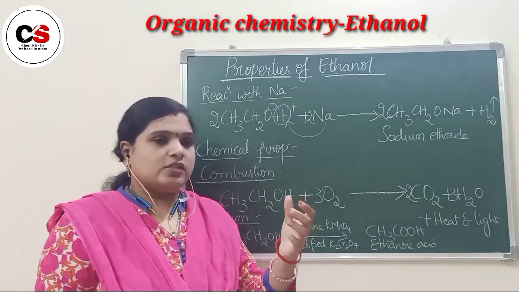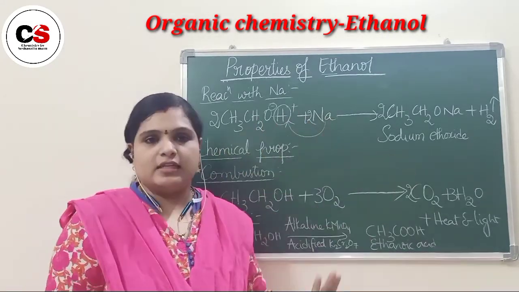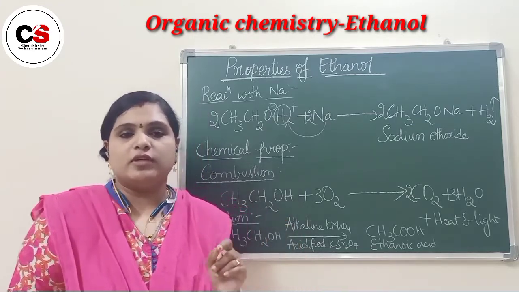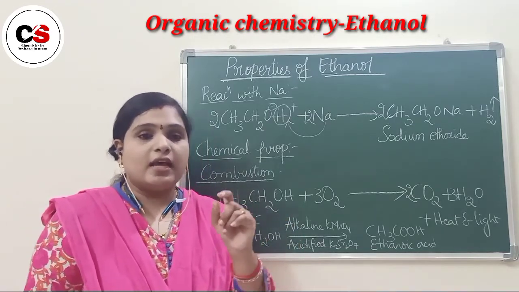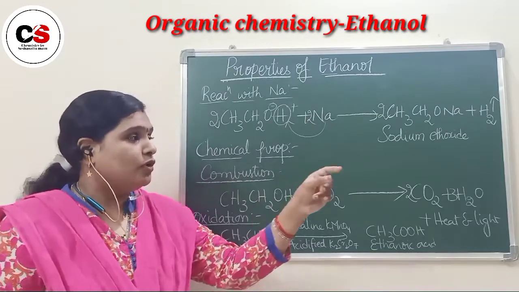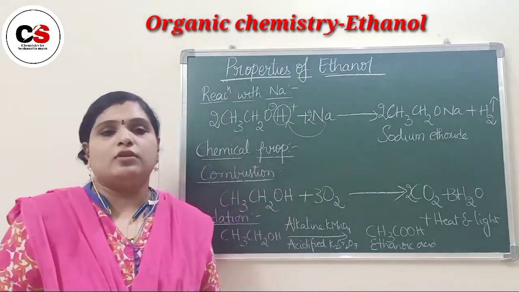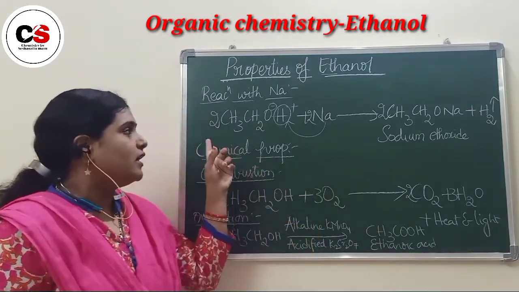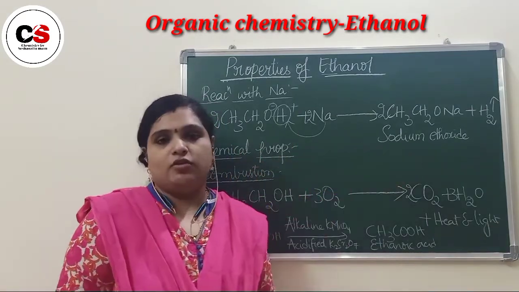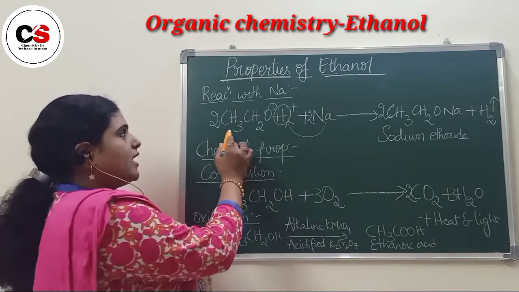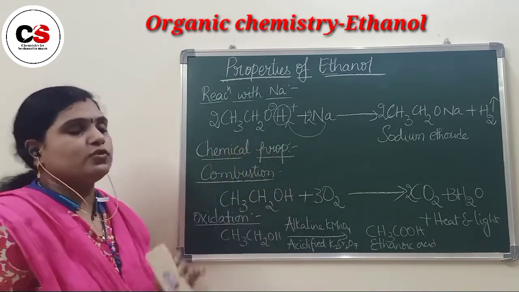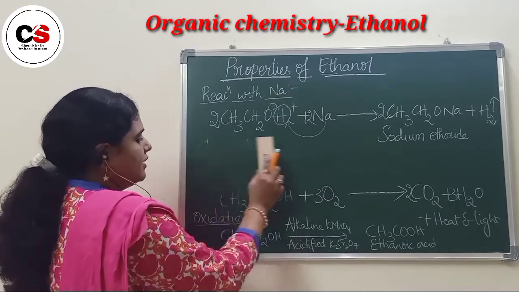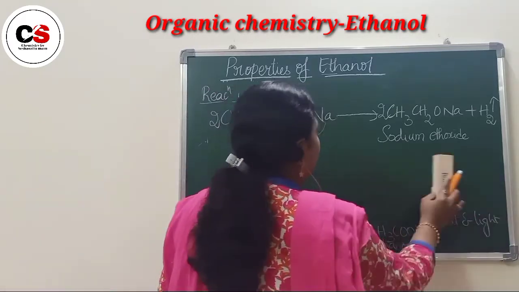This is hydrogen gas. How to detect hydrogen gas? In the test tube we have performed this activity. If we place a burning splinter near the mouth of the test tube, the hydrogen gas that is produced will burn with a pop sound. With that pop sound we can detect that the gas evolved is hydrogen. This is the reaction of alcohol with sodium. Okay, coming to the next chemical reaction of alcohol.